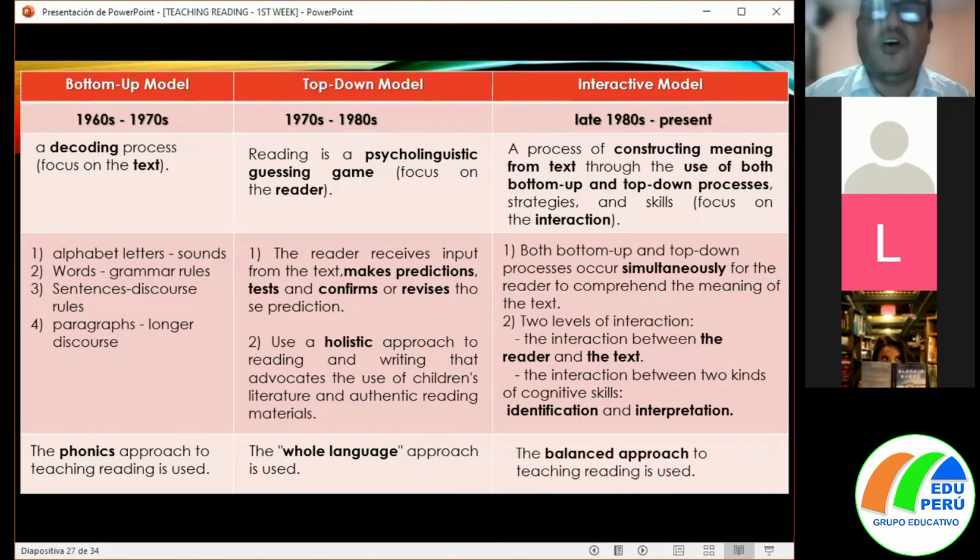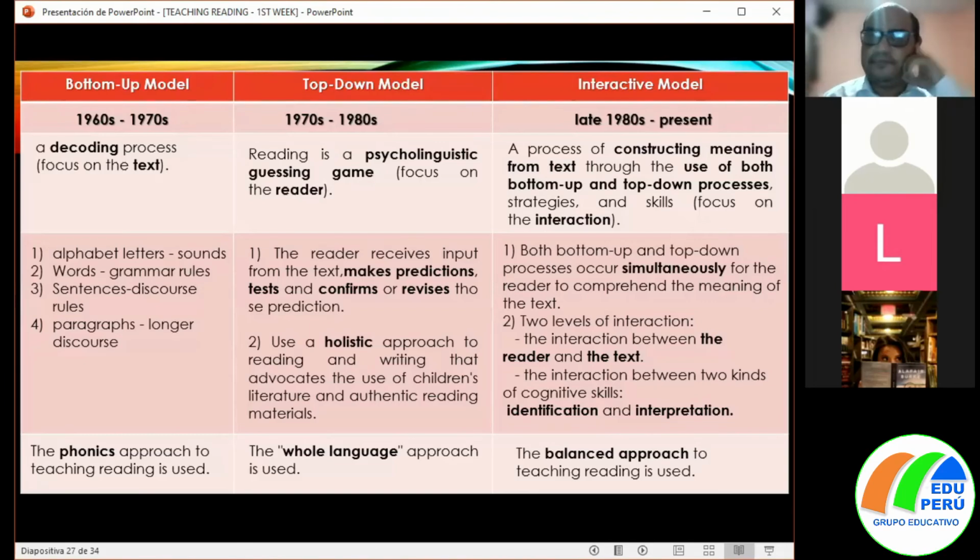And the interactive model uses the balanced approach to teach reading. Balanced is a combination of both. In some activities, you use some strategies or techniques from the phonics approach, and then you use some strategies or techniques from the whole language approach. That's why here it says balanced approach. So you use both, using some strategies or techniques from both of them, all right?